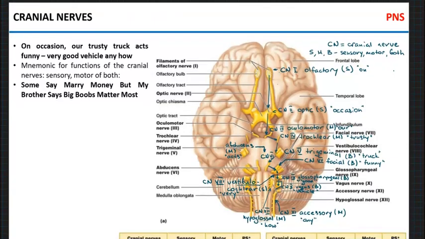So this right here is the same mnemonic rule that I just gave you. Okay?